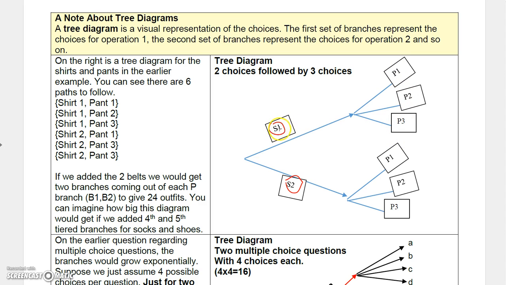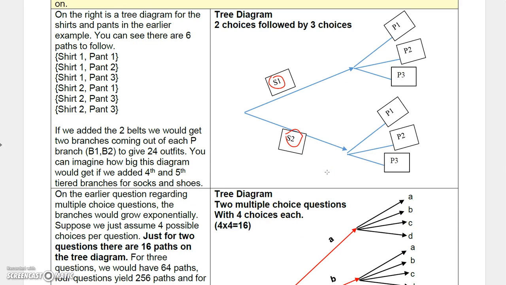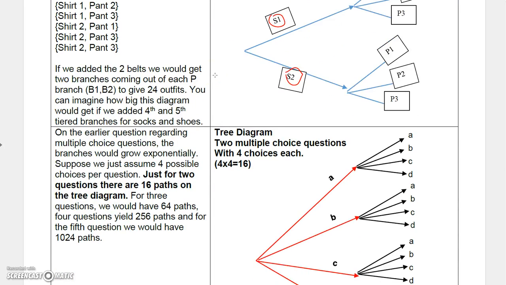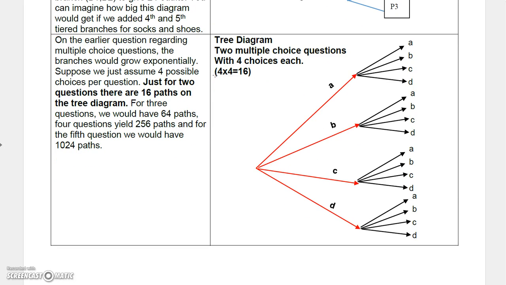But those branches come off of shirt 1, and they also come off of shirt 2. So actually, you could go shirt 1, pant 1, shirt 1, pant 2, shirt 1, pant 3, or shirt 2, pant 1, shirt 2, pant 2, shirt 2, pant 3. Well, that's 6 possibilities. But see, we didn't need the tree diagram to do that, because if you have 2 choices for one thing followed by 3 choices for another thing, you just multiply them together and get 2 times 3 is 6.